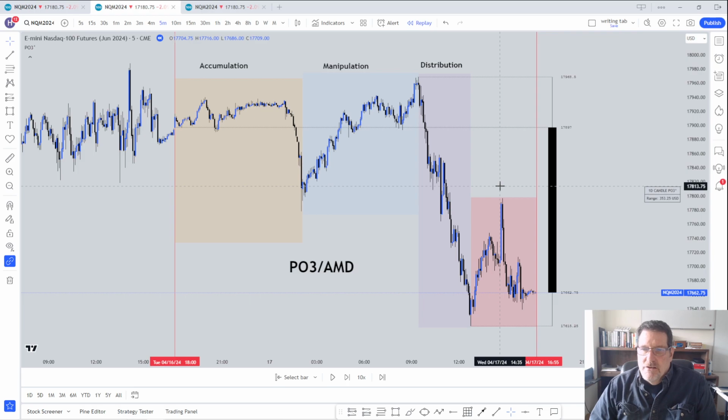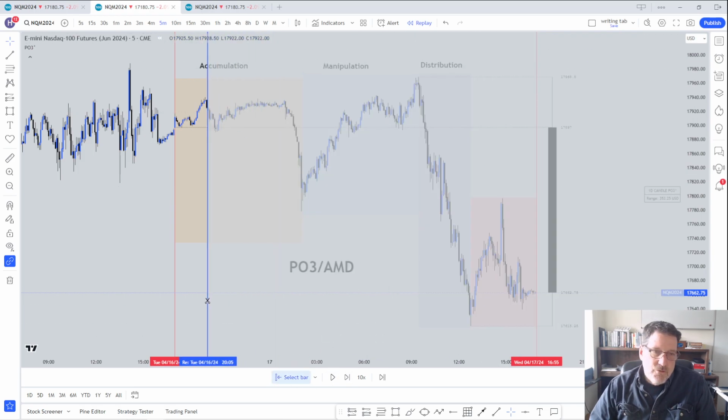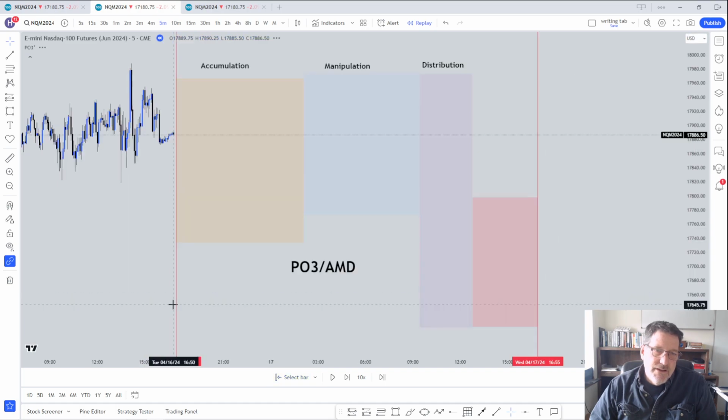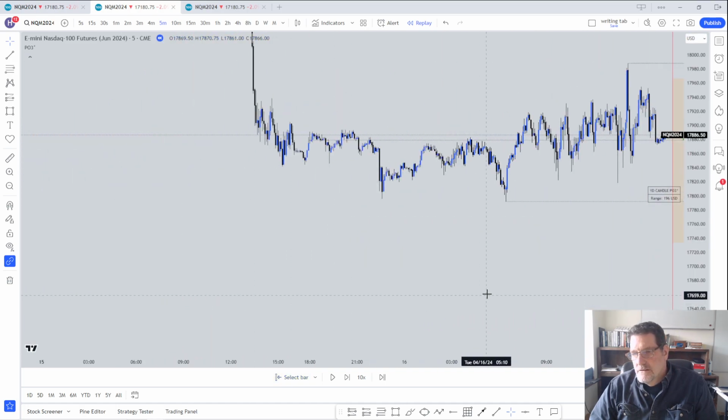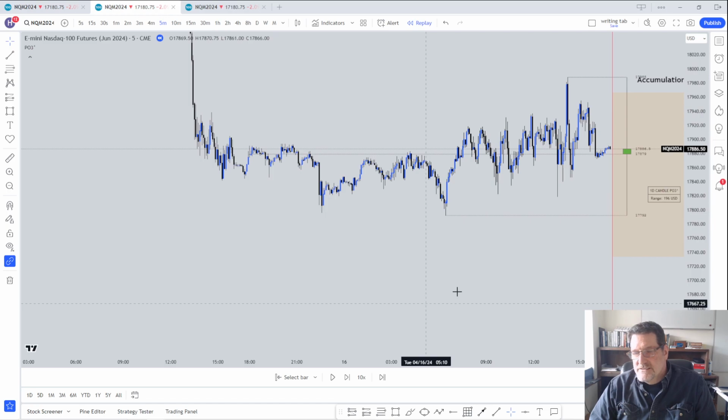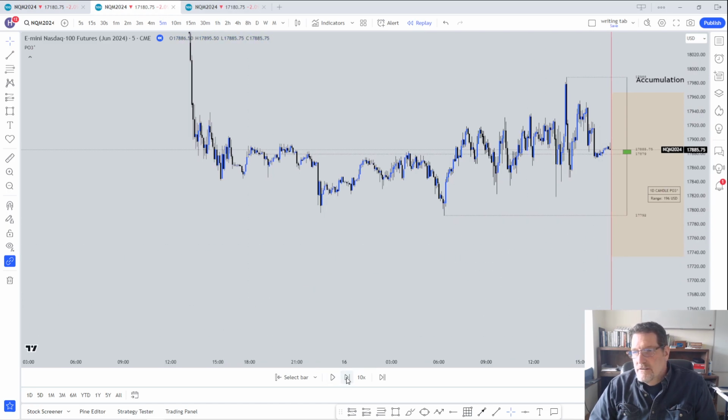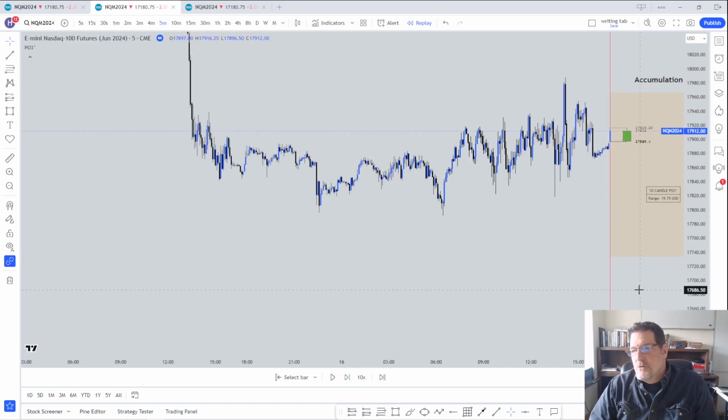But what we're going to do is we're going to go to replay, and we're going to look at this. So here's the candle right here at the beginning of the day. This is yesterday's candle. If we just go forward 1, forward 2, now we've started our day.